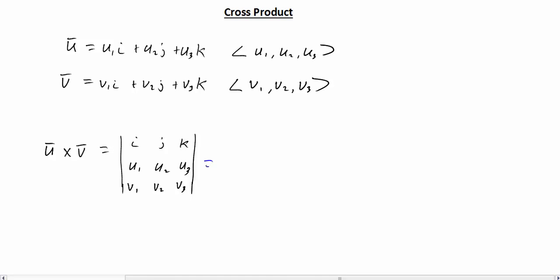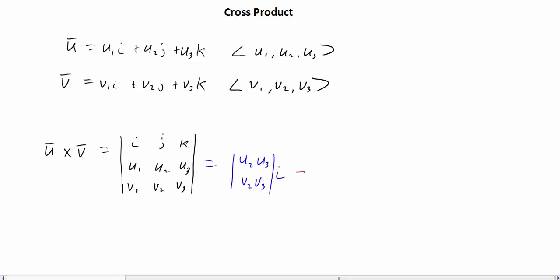To do that, we recall we're going to start here with i. The way we can do this is block out the first row and the first column, and we're left with the 2 by 2: u sub 2, u sub 3, v sub 2, v sub 3. Because we were looking at i, this is going to be multiplied by i. And then, as far as the formula goes, the second one is always minus.